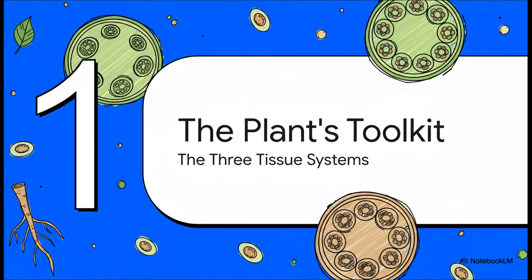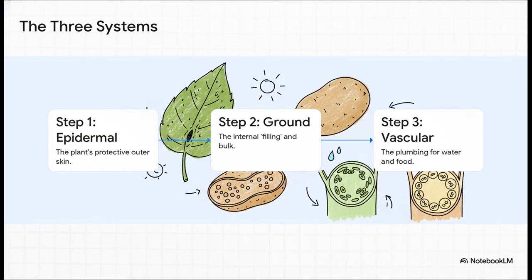The bricks and mortar. Turns out, all plants, whether they're a monocot or a dicot, are built using the same three basic tissue systems. So let's get to know the toolkit. And honestly, it's way simpler than it sounds. First, you've got the epidermal system. That's basically the plant's skin. Then there's the ground system, which is all the filling on the inside. And finally, the vascular system. That's the plumbing that moves all the water and food around. Skin, filling, and plumbing. Seriously, that's the whole shebang.